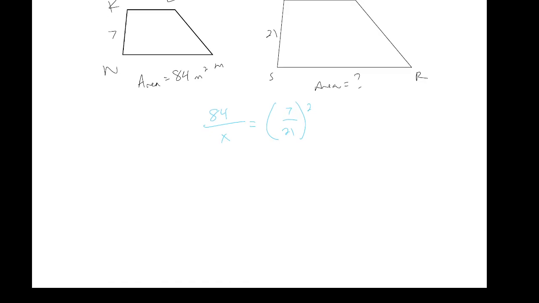Here's where, of course, you need that calculator, right? Because you're not going to do this. You're not going to do 7 squared. Of course, that one you're going to do, but 21 squared? Come on. That one's going to be 441, right? Of course. And then you get your cross product. So 441 times 84 is 37,044. This is light work for a calculator, right?